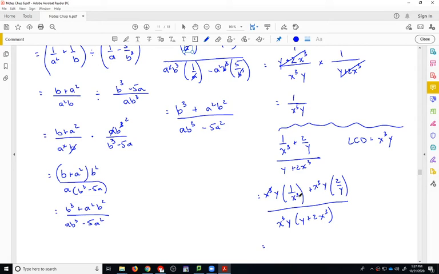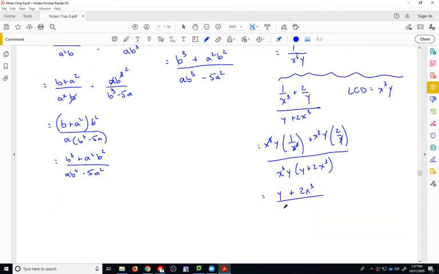Okay, and then I do it. x cubed divided by x cubed is 1, so I'm left with a y. y divided by y is 1, so I'm left with plus 2x cubed. In my denominator, I have this beautiful x cubed y times y plus 2x cubed, and then it's divided by itself, and I'm left with 1 over x cubed y. So both methods end up in the same place, just different ways of getting there.